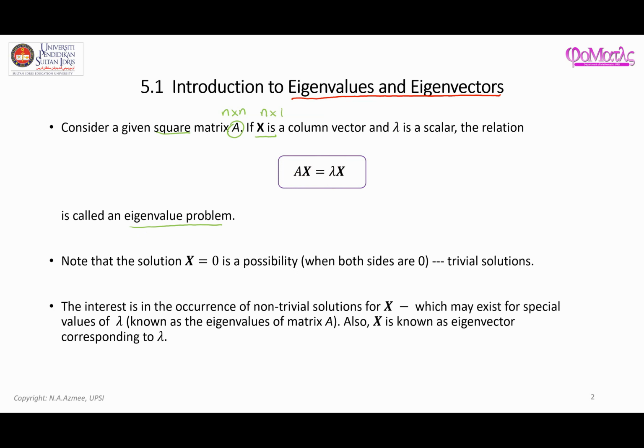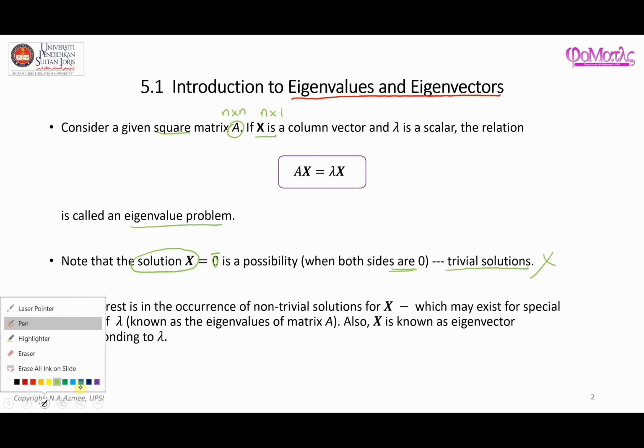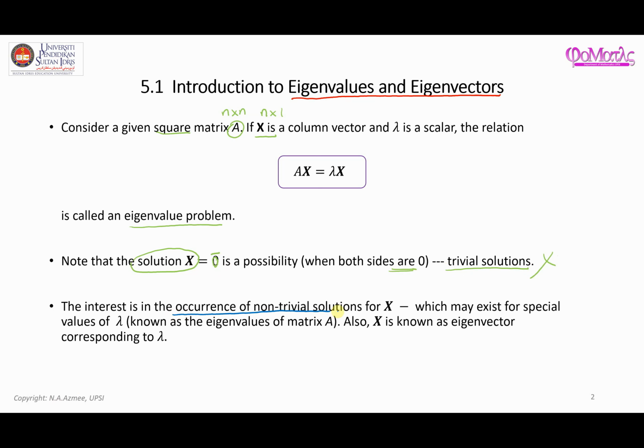Now, the idea here is we would like to find the solution for column vector x, and of course it is possible to get the solution equal to vector 0. It is a possibility when both sides are 0. When we have what is known as the 0 solution, it is known as the trivial solution, and usually this is not what we are interested in. What we are interested in here is the occurrence of non-trivial solutions for this vector x. This is what we are looking to find, and it may exist if we manage to get the values of lambda. So lambda here is known as the eigenvalues of matrix A.